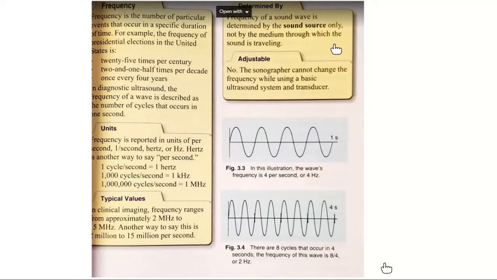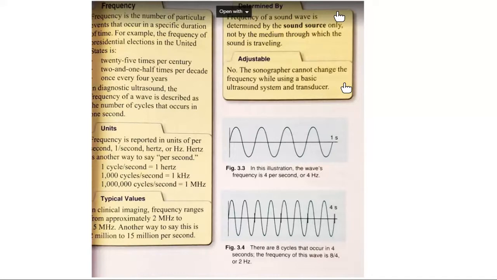Okay, the frequency of sound is determined by the sound source only, not the medium through which the sound is traveling. Is this adjustable? No. The reason is because the ultrasound technician is not in charge of the medium it's going through. That's wherever they pointed you to do the study. So you cannot change the frequency while using a basic ultrasound system and a transducer. Frequency of a sound is determined by the sound source only. Unless you have a very fancy transducer or a whole bunch of different wands, it's not the medium. It has nothing to do with that.